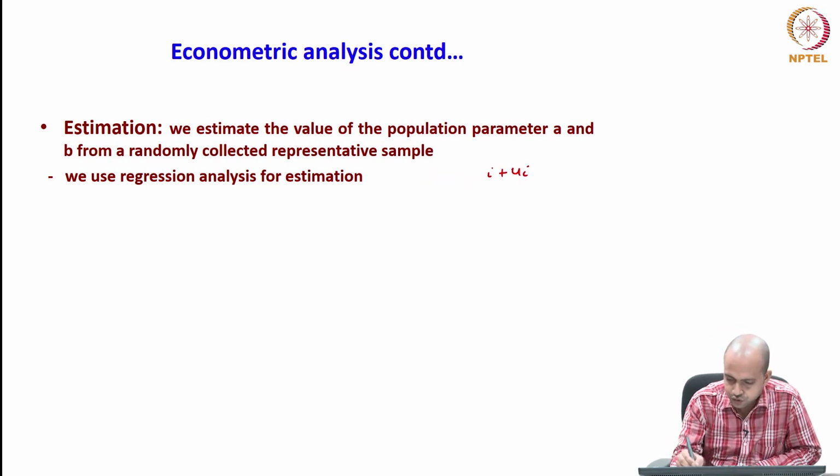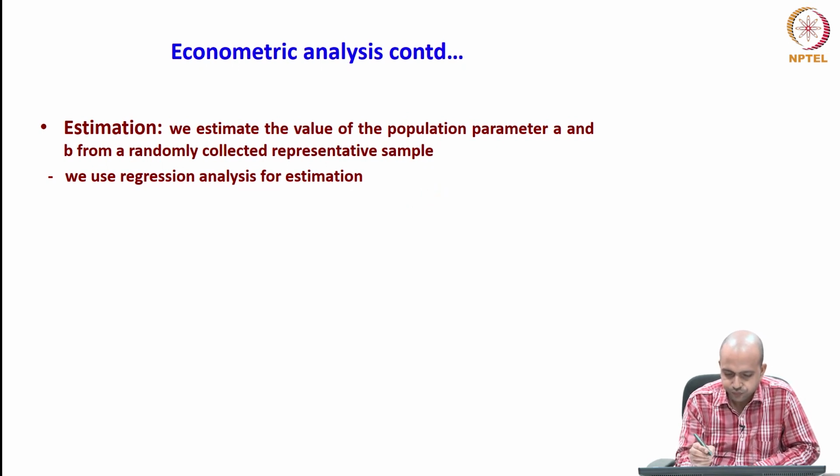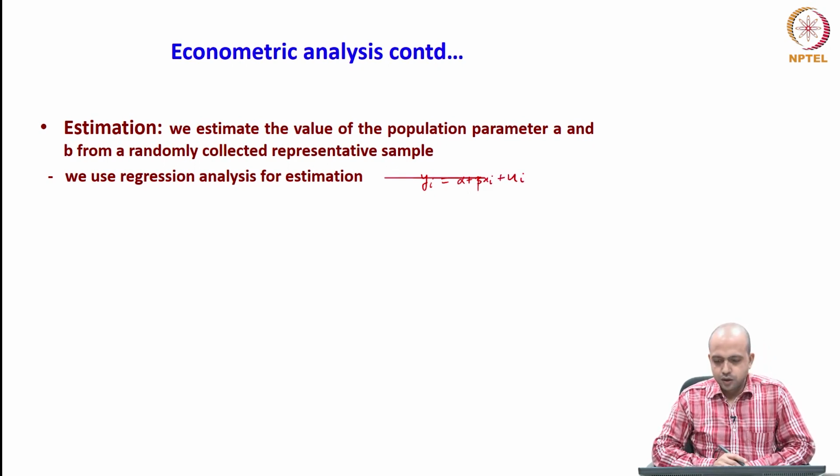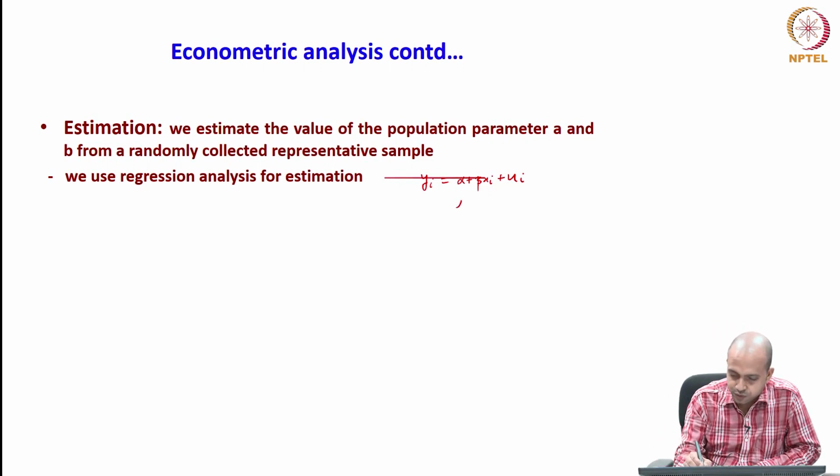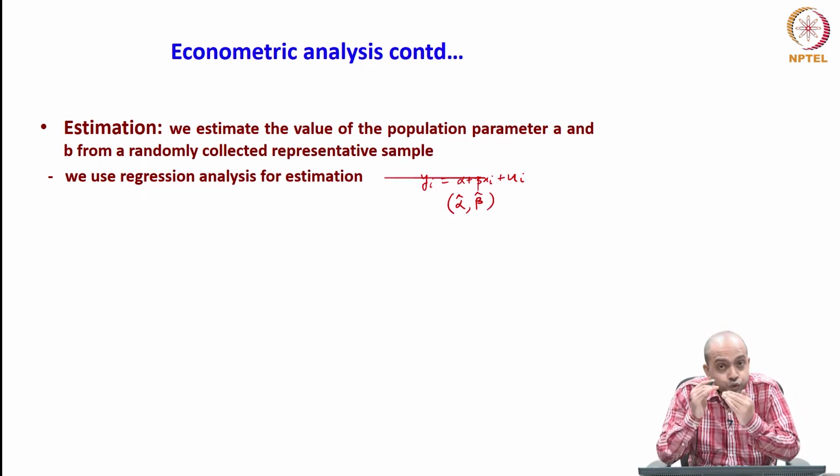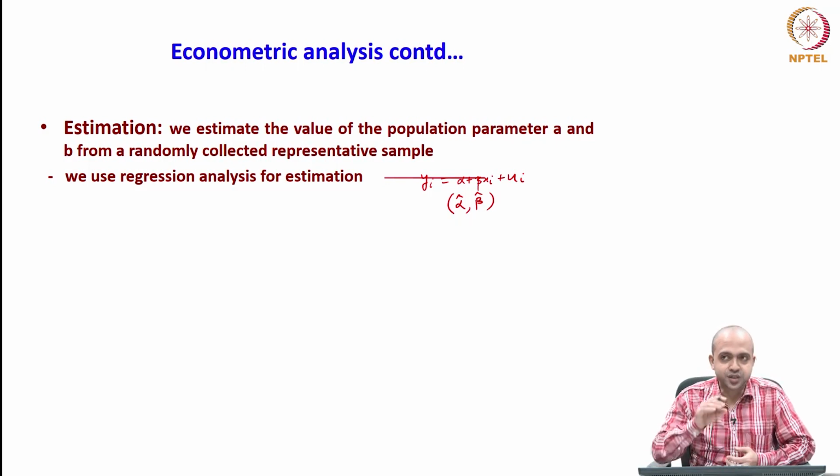What is happening? Some disturbance is given. So, yi equals to alpha plus beta xi plus ui. That is the model we are going to discuss, and we need to estimate this alpha hat and beta hat. That is called estimation. Okay? So, we are basically going to estimate the sample counterpart of the true population parameters alpha and beta. And what is the technique that we are going to use? We are going to use regression analysis.